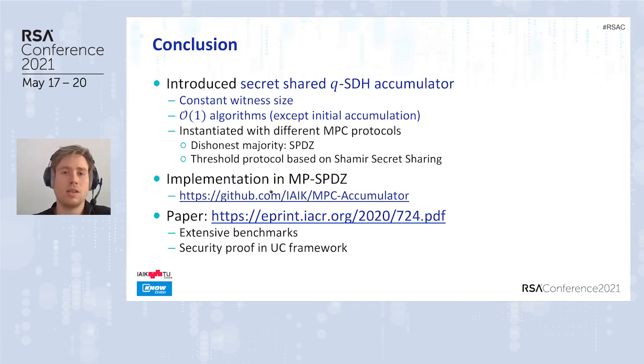So to conclude this talk, in this paper and this presentation, we introduced secret shared QSDH accumulators, which have constant witness sizes. They are compatible with efficient zero knowledge proofs, and they have constant time algorithms for accumulator updates and witness creation. Our accumulator can be instantiated with different MPC protocols, for example, with the dishonest majority SPDZ protocol and threshold protocols based on Shamir secret sharing.